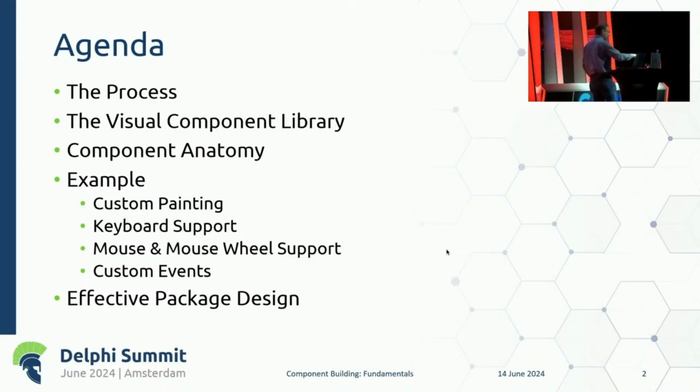And then the final topic toward the end is effective package design. This is one of those gotchas that people run into. They've built a component, it's all working great, but they run into problems the minute they try to deploy it, or deploy an application that uses the components. They run into issues with duplicate units showing up, or packages that are missing when you try to deploy. If you follow the guidelines I describe in this section, you won't have any of those problems.